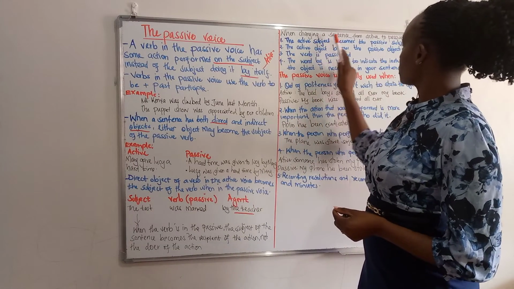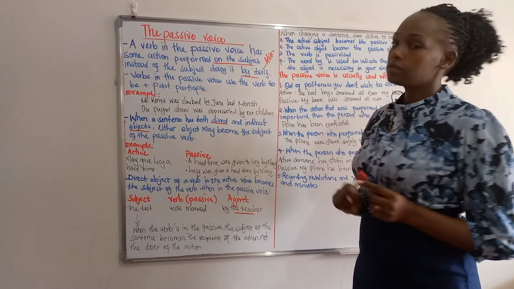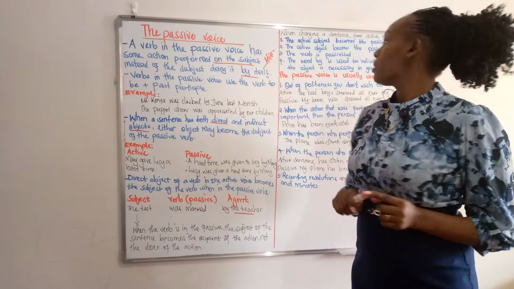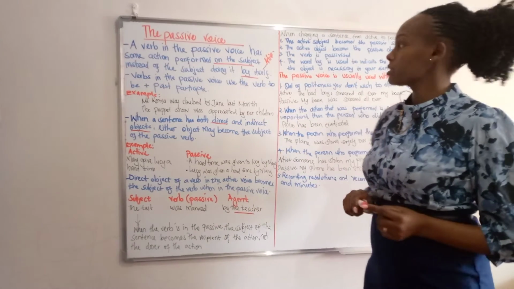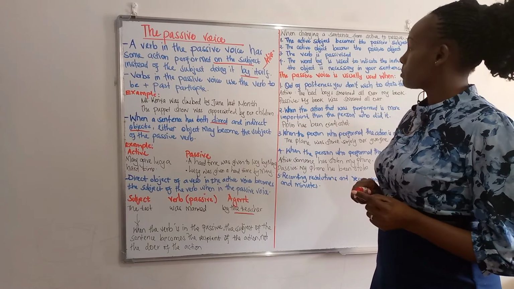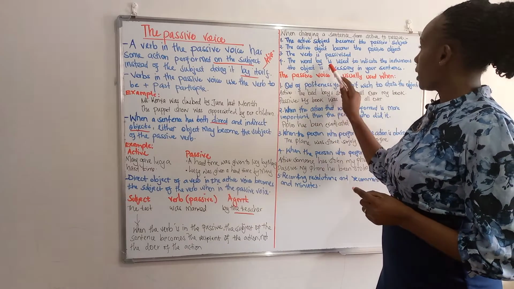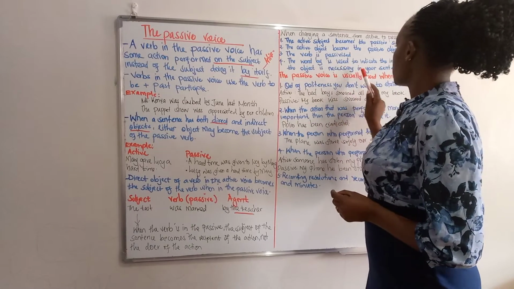Now, when changing a sentence from active to passive voice, 1, the active subject becomes the passive subject. 2, the active object becomes the passive object. The verb is passivized, and the word by is used to indicate the instrument if the object is necessary in your sentence.